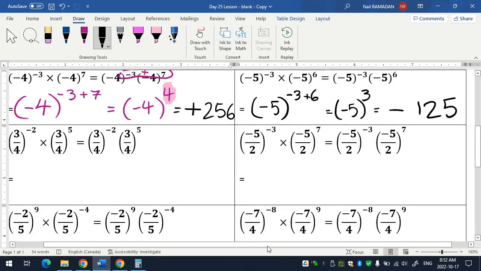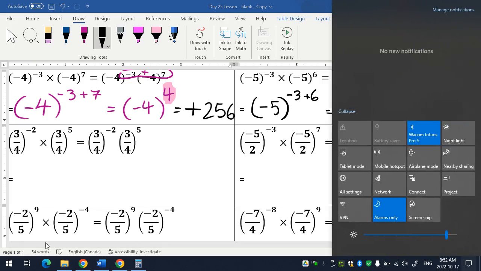How is that one different than the other ones we've done so far? What kind of a base do we have now? Our bases now are fractions, but are they still the same base? Yes, they are. Same numerator and same denominator. So that means we still apply the exact same rule.